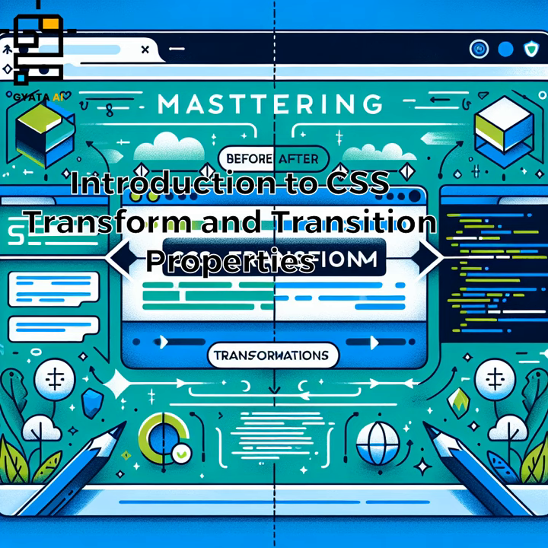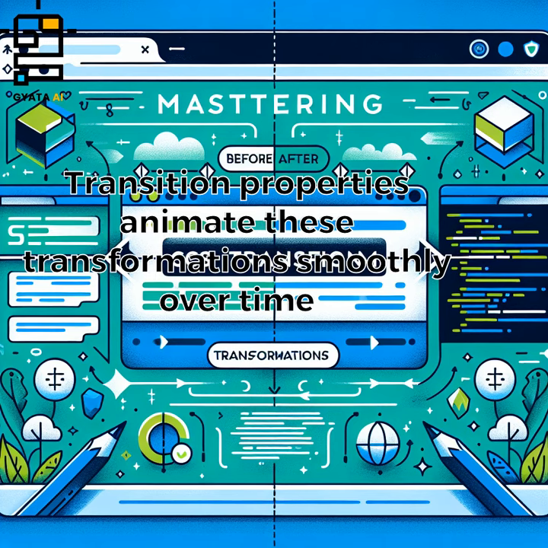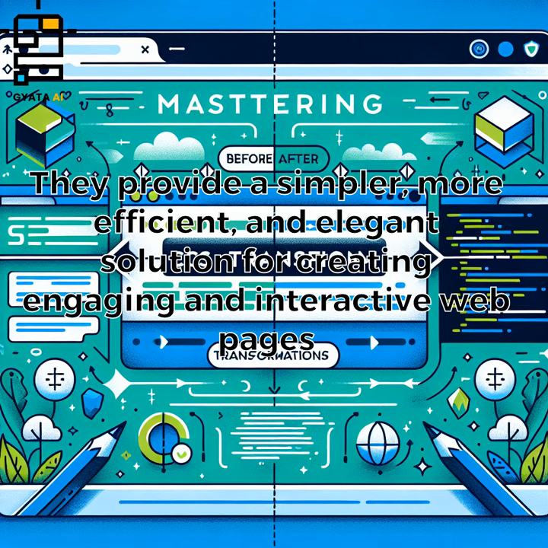Introduction to CSS Transform and Transition Properties. Transform properties modify the shape, orientation, and position of HTML elements. Transition properties animate these transformations smoothly over time. They provide a simpler, more efficient, and elegant solution for creating engaging and interactive web pages.